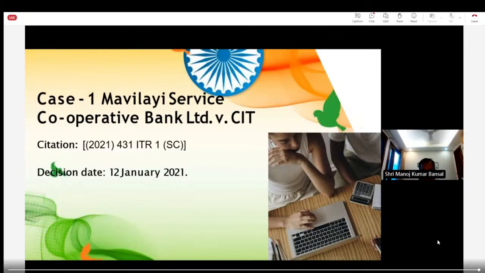Next, pointer number 9 is purchase of agriculture implements, seeds, livestock, or other articles intended for agriculture purpose for supplying to members. Is 80P available? If sale is made to non-members, no deduction is allowed. If it is done for members, then it is allowed.